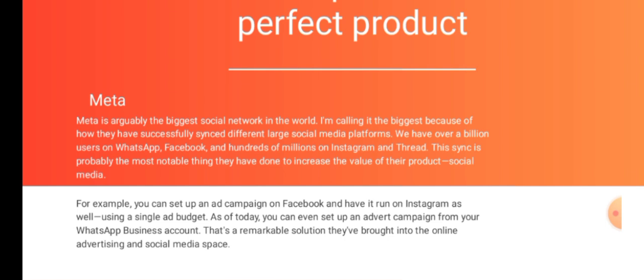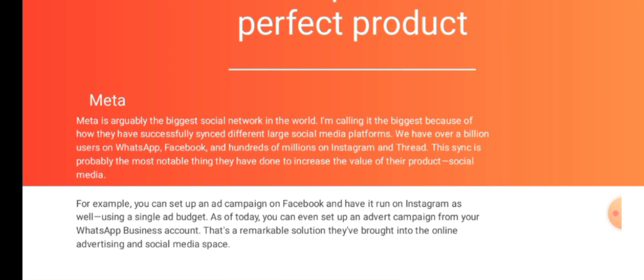Now, what am I trying to say? I'm trying to paint out something here that Meta has been able to do. They have been able to sync Facebook, Instagram, and even WhatsApp and Threads together. Now, this means that you can use all four products in a very synergized way. That's not something any other social media platform has been able to do.